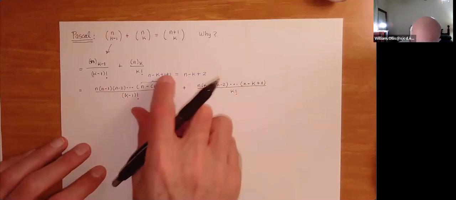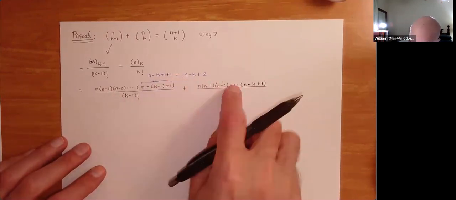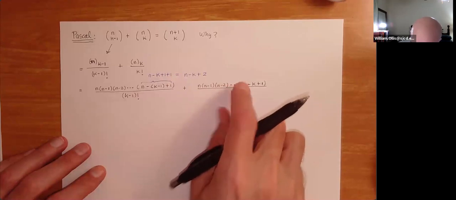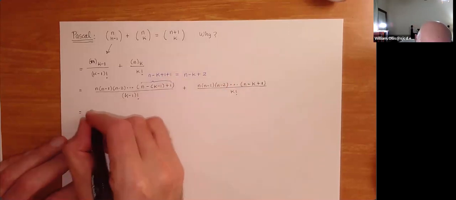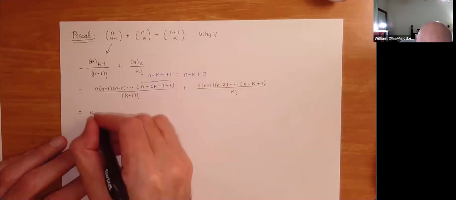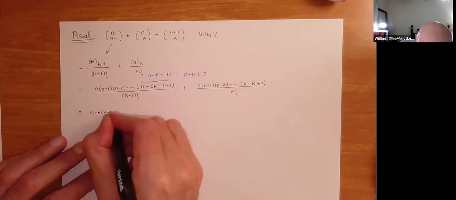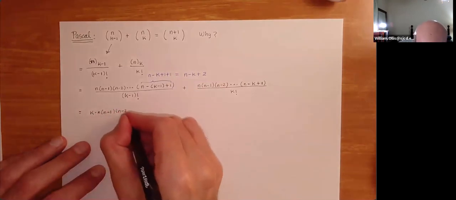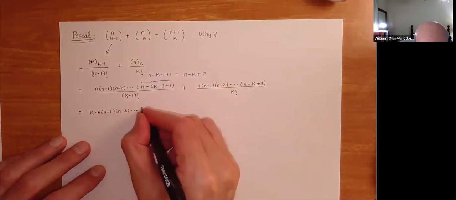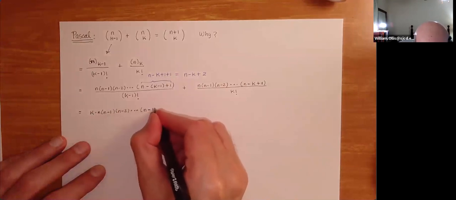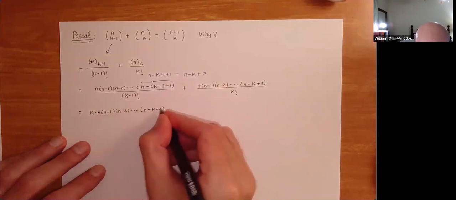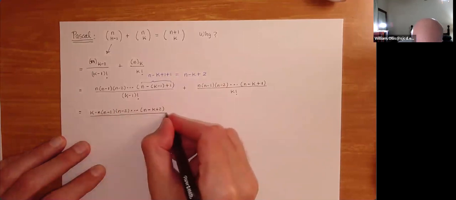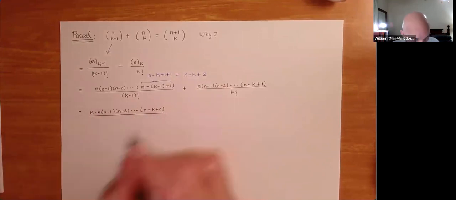And then I can write this in a way so that you can see that this is actually embedded right here. So this will be k times n minus 1 times n minus 2 to n minus k plus 2. And of course, now we have k times k factorial.